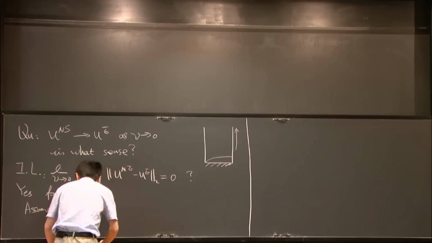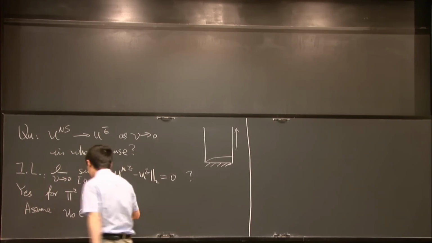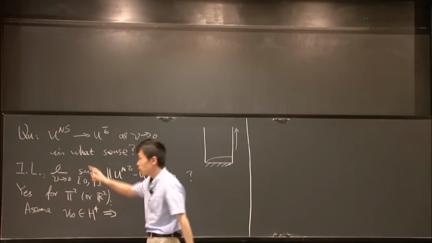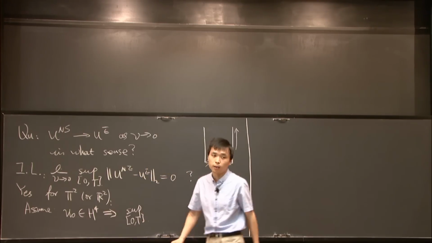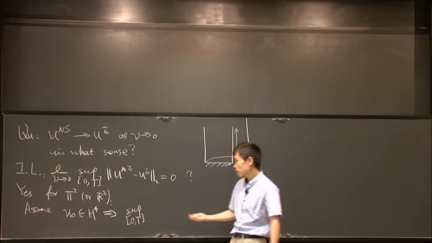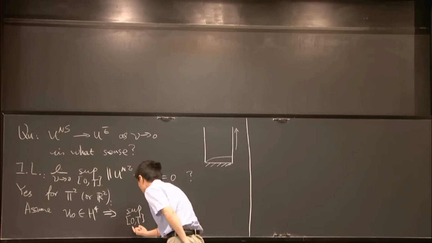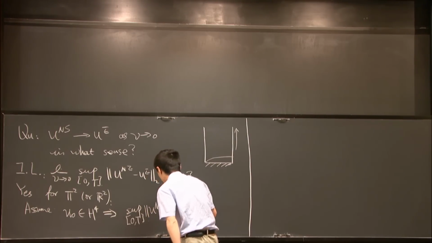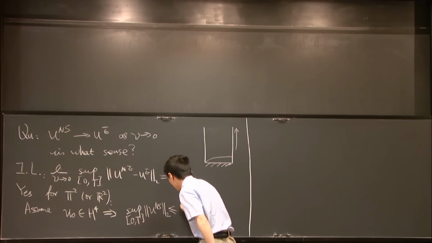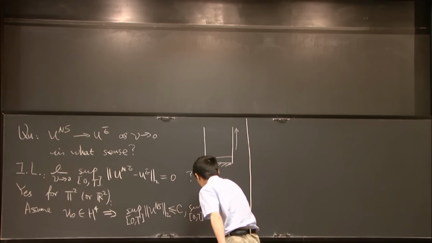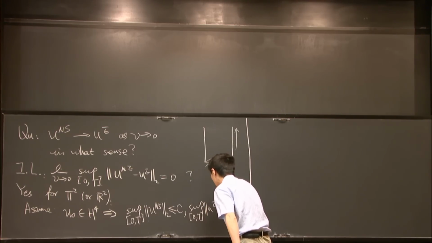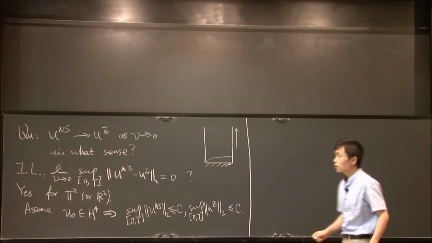If you assume the initial data is in H4, then for the Navier-Stokes equation you have local well-posedness. Actually, for the 2D case, you have global well-posedness, but let's just focus on the local one. So the supremum over T of the Navier-Stokes L2 norm is bounded by a constant, and the Euler equation L2 norm is also bounded by a constant.